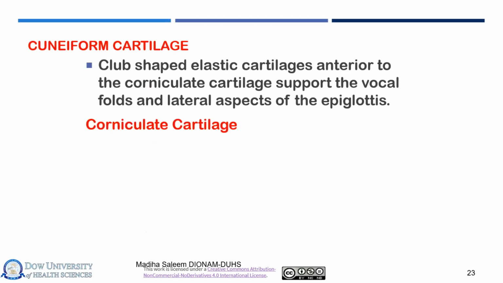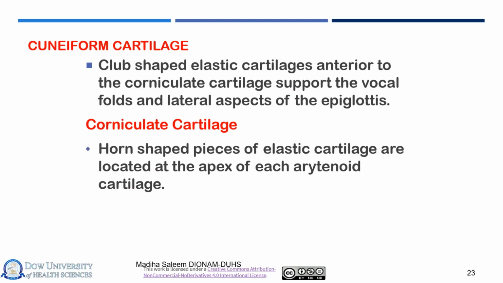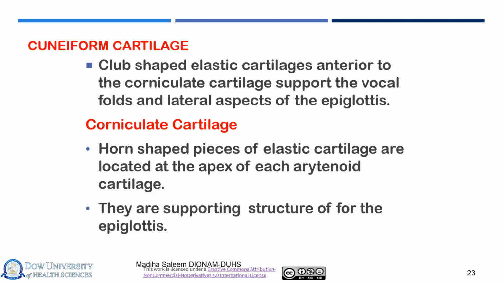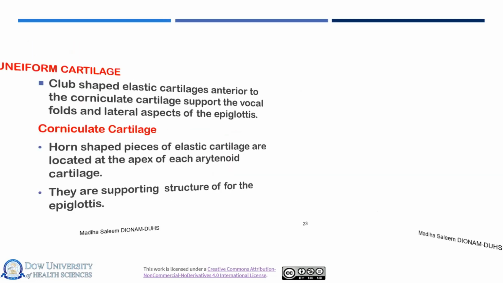Now we have the cuneiform cartilage, club-shaped. Elastic cartilage anterior to the corniculate cartilage supports the vocal fold and the lateral aspect of the epiglottis. Corniculate cartilage, a horn-shaped piece of elastic cartilage, is located at the apex of each arytenoid cartilage. They are supporting structures for the epiglottis.